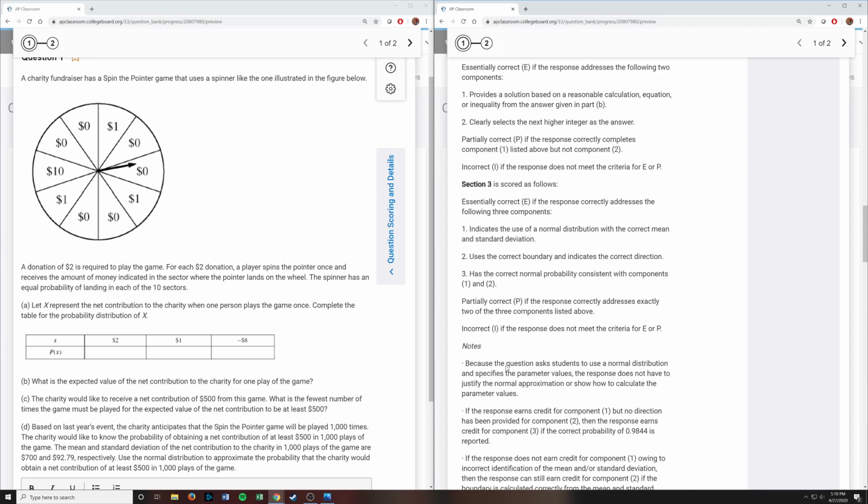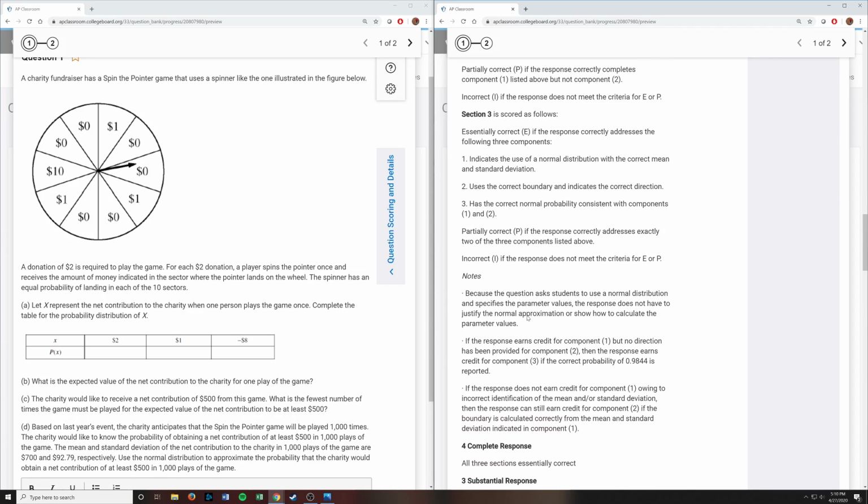Okay, so it says right here in the first note, the response does not have to justify the normal approximation or show how to calculate the parameter values. So you're off the hook for calculating these things, and you don't have to check conditions. Okay. If you earn credit for component 1, so you say the normal distribution and the right mean and standard deviation, but no direction has been provided, then you earn credit for the last one if you get the right answer. Okay, so as long as you say normal distribution, mean of 700, standard deviation of $92.79, you don't necessarily need to write that probabilistic statement if you get the right answer.